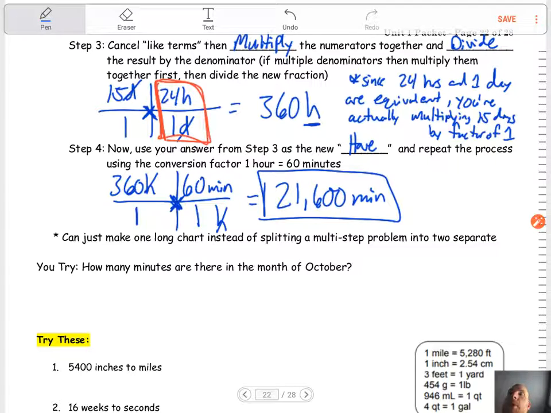Now, we can't just make one long chart. So instead of splitting it up into steps 3 and steps 4, we could have written it out like this, where we went 15 days.